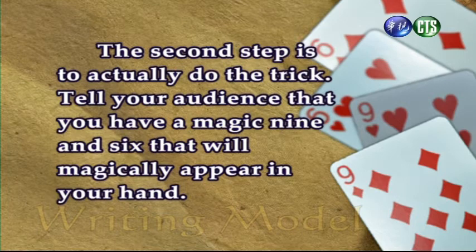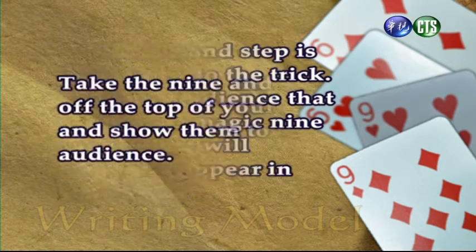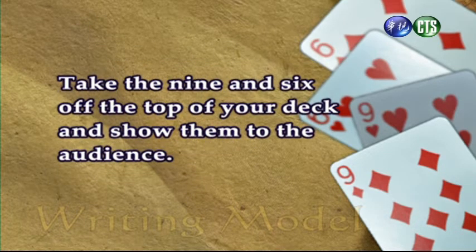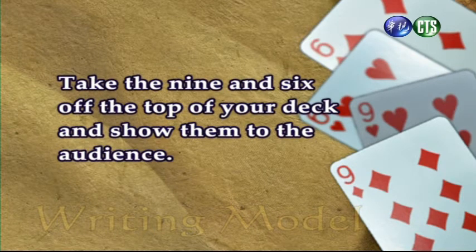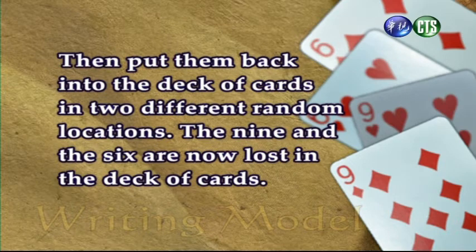The second step is to actually do the trick. Tell your audience that you have a magic 9 and 6 that will magically appear in your hand. Take the 9 and 6 off the top of your deck and show them to the audience. Then put them back into the deck of cards in 2 different random locations. The 9 and the 6 are now lost in the deck of cards.